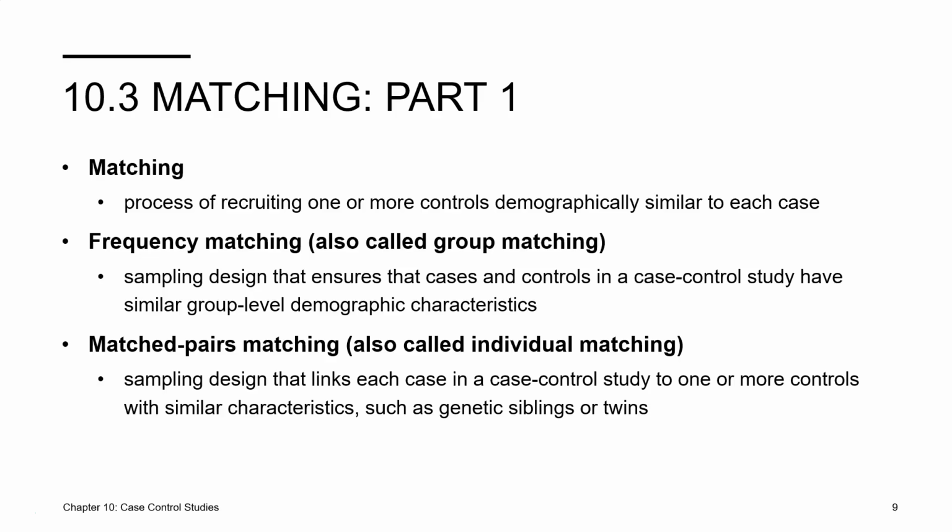A matched pairs matching, or individual matching, is when the sampling design links each case to one or more controls with similar characteristics. So group level, individual level. Individual level could be genetic siblings or twins, but if you just think about it in that way, that frequency matching is group matching and then matched pairs is individual matching.